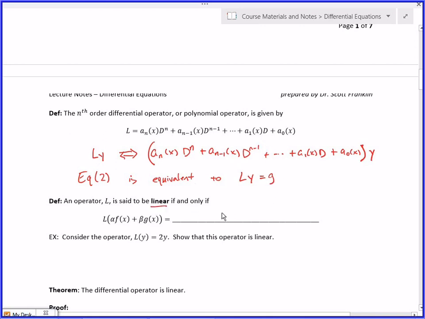We describe an operator as being linear if it has the property that when you take L applied to a linear combination of two functions, you get a linear combination of L applied to those two functions. Sounds like I said the same thing twice, but I didn't. I said something very different. It's linear if L applied to a linear combination of two functions is the linear combination of L applied to those two functions. Namely, alpha times L of f of x plus beta times L of g of x.